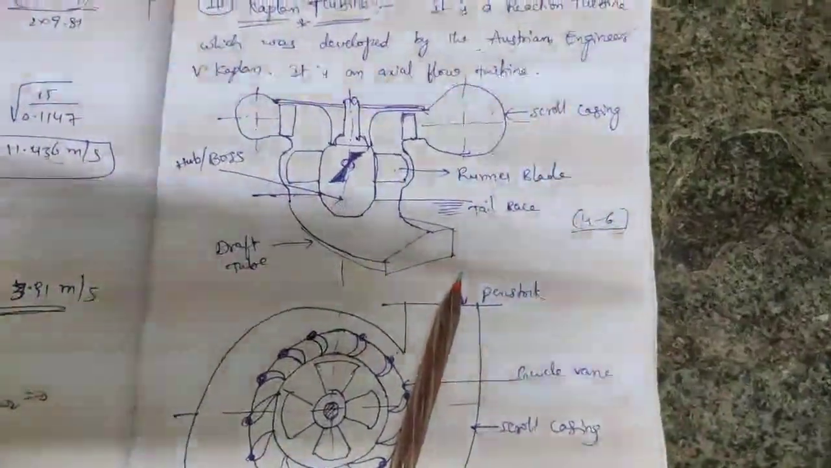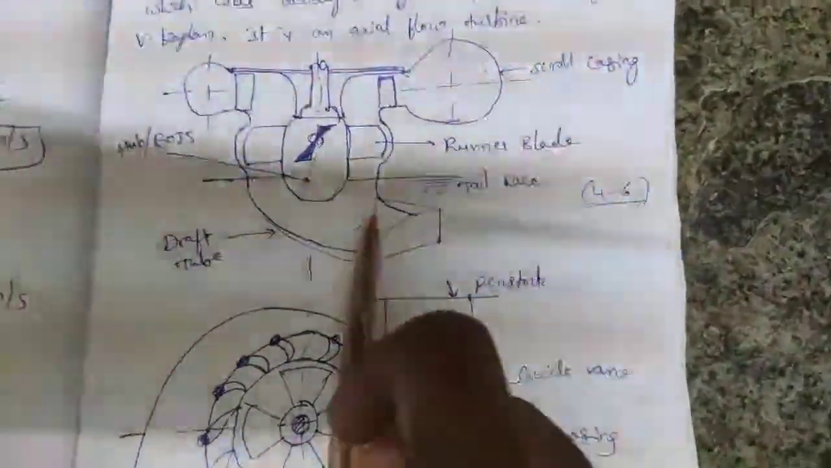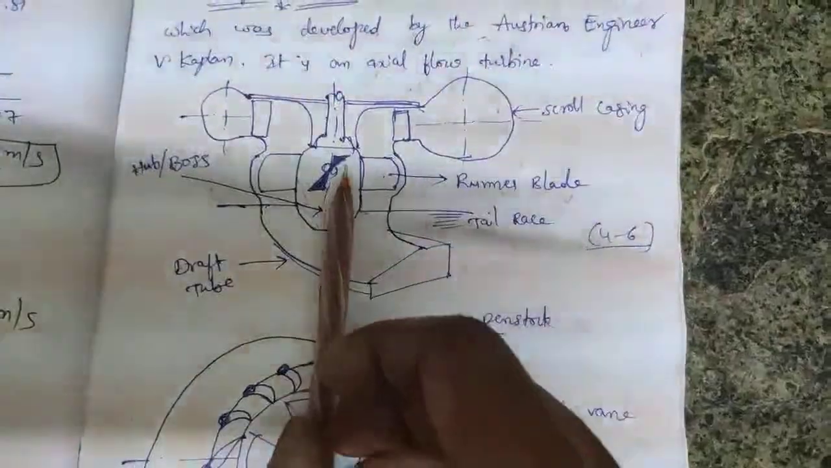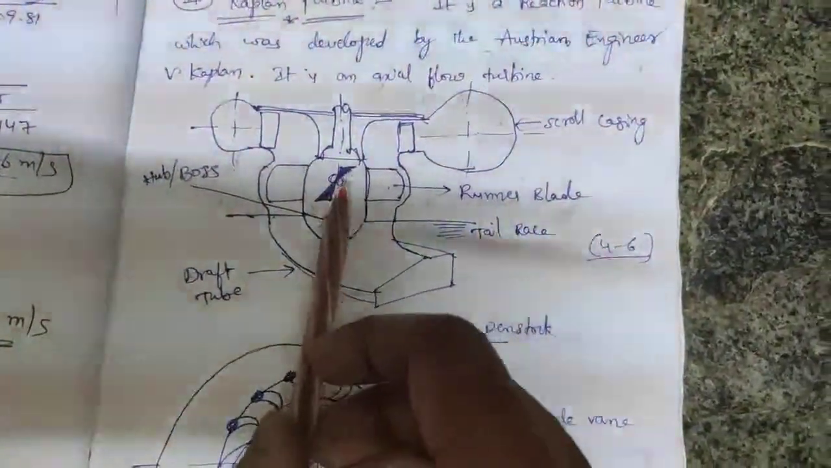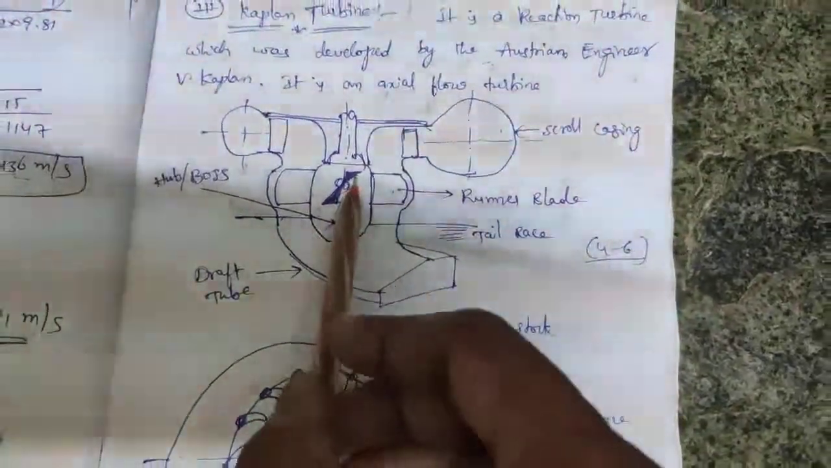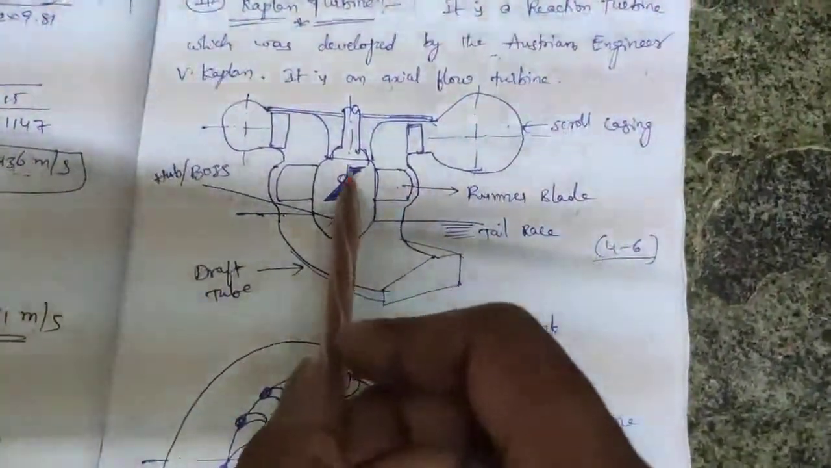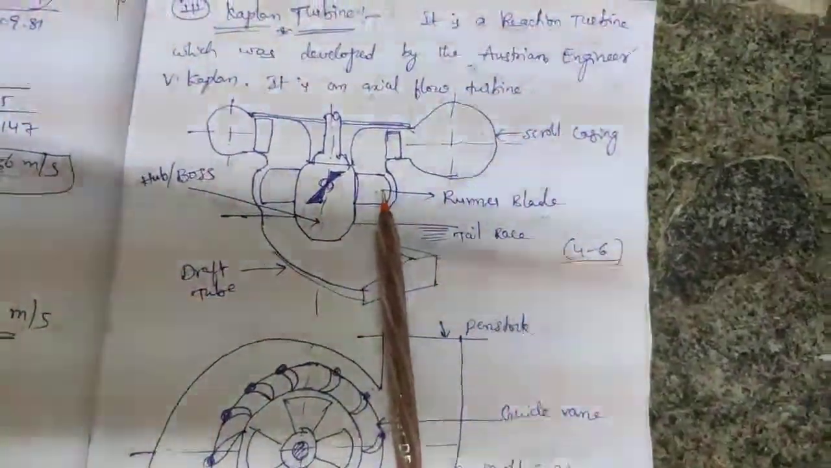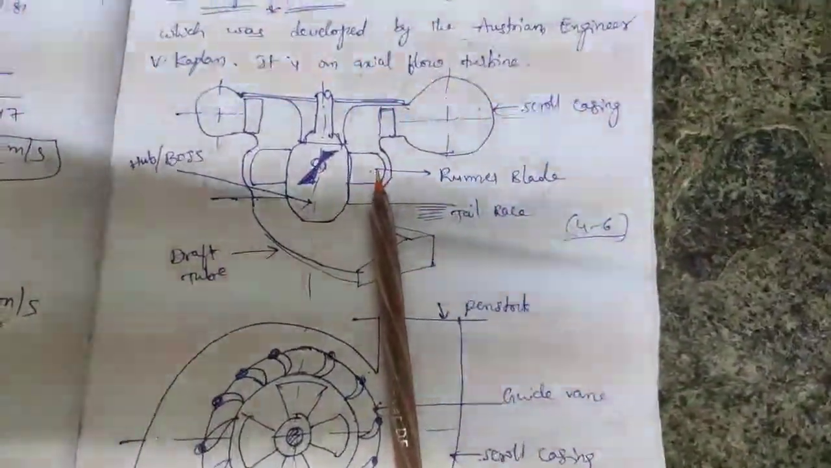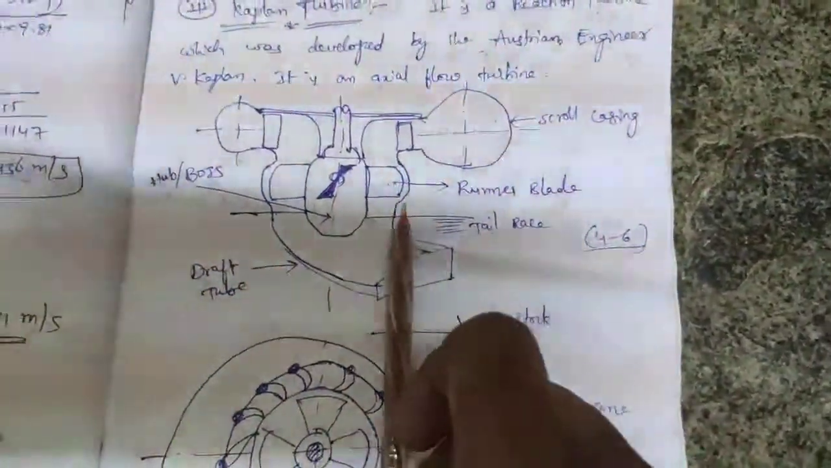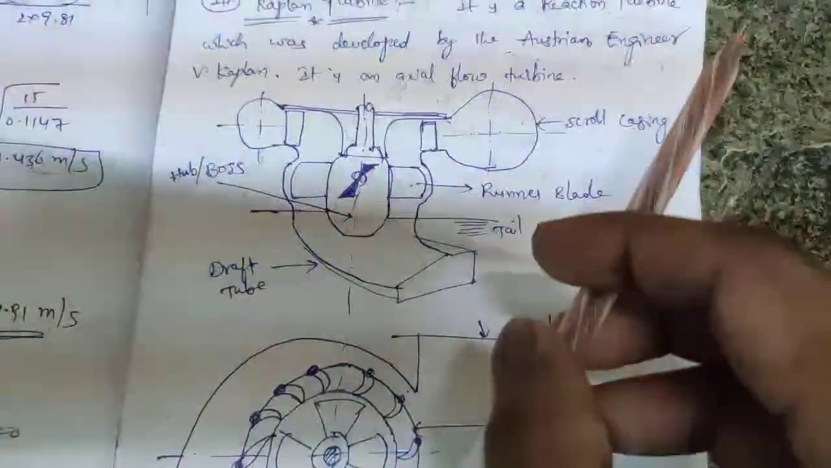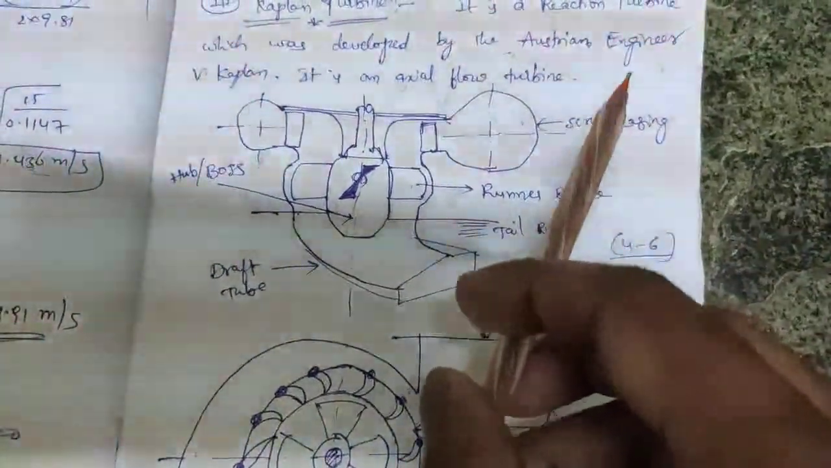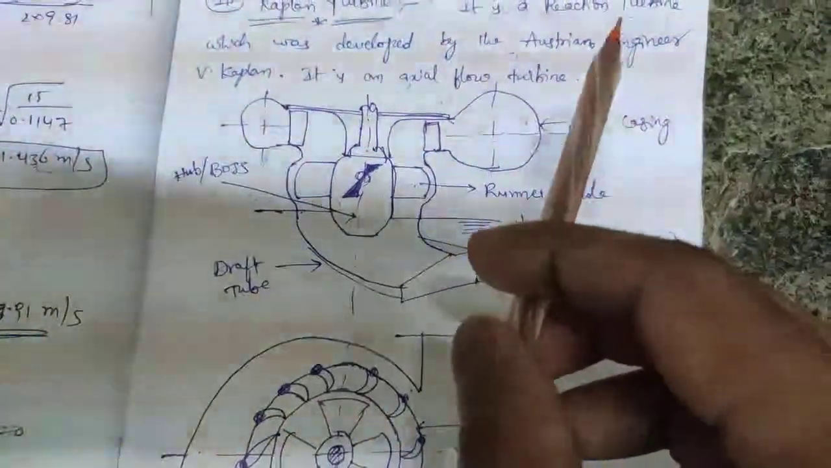Depending upon the head of the plant and the quantity of water to be allowed into the turbine, we arrange these blades at the proper angle. This angle depends upon the condition of head and the quantity of water available in the reservoir.